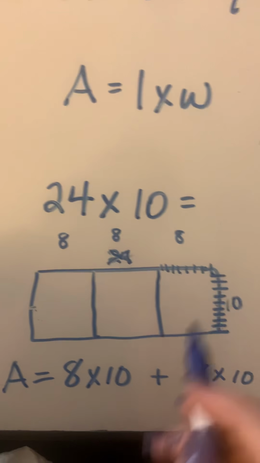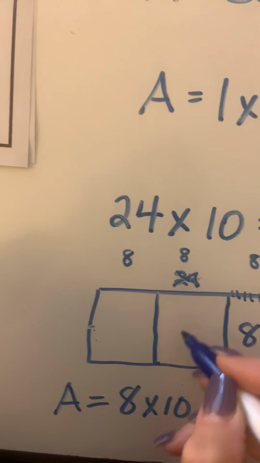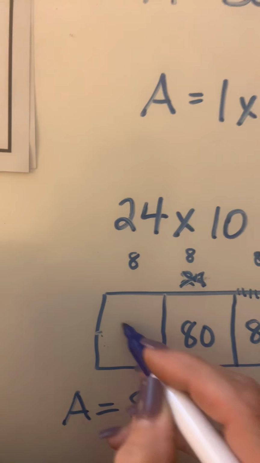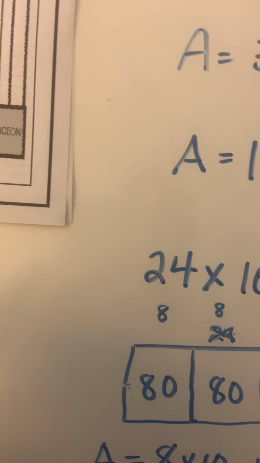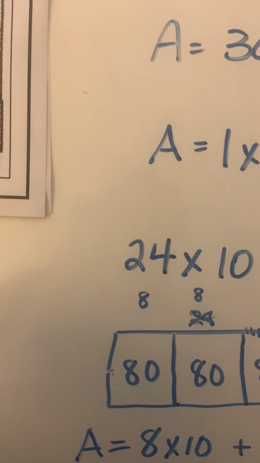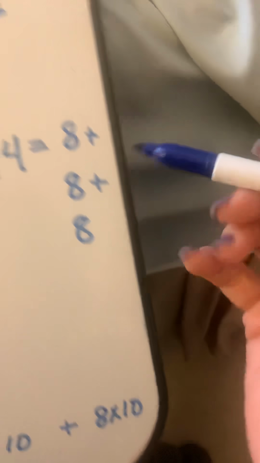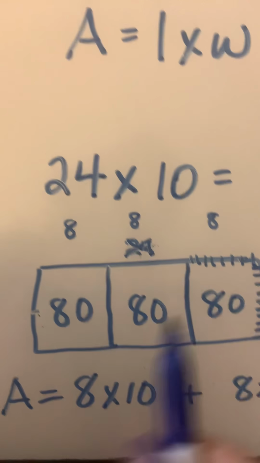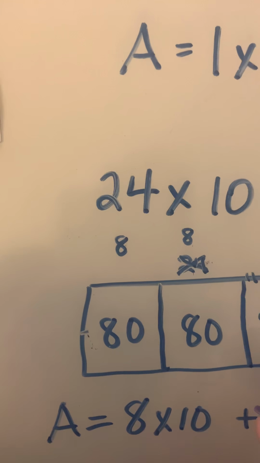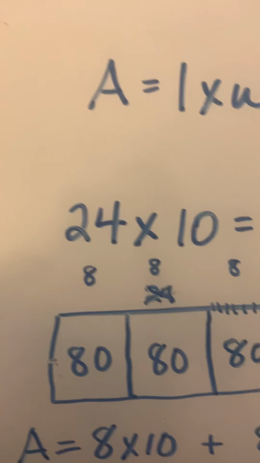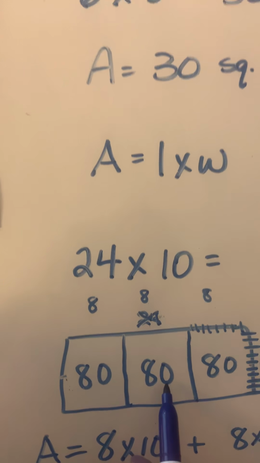So I would just take this. You know what 8 times 10 is. So this area would be 80. This area would be 80. This area would be 80. So now all you have to do is add those up. Remember what 8 3 times is? 8 3 times was 24, but these aren't ones, these are tens. So it wouldn't be 24, it would be 240. Because 80 plus 80 would be 160.